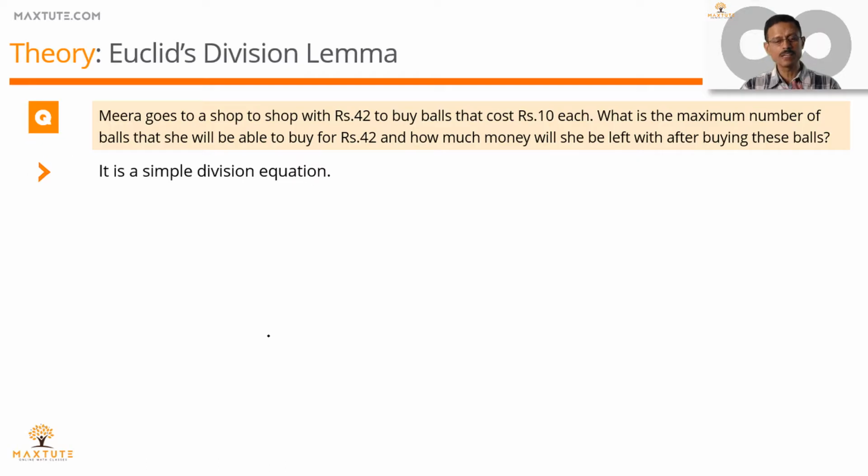It's a very simple division equation. Let's set it up. 42 is the sum of money that she goes with. Each ball costs 10 rupees. So she will be able to buy 4 balls. She's going to go back home with 2 rupees. This is a division that we have done probably since class 4. We'll understand what these 4 numbers mean.